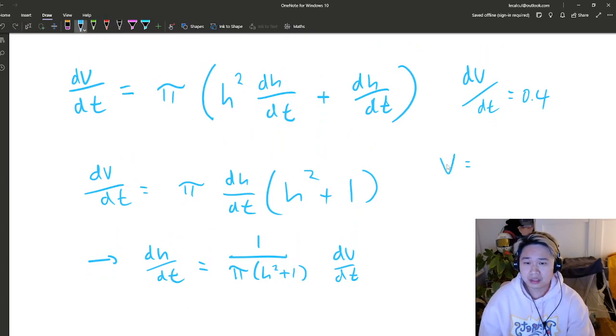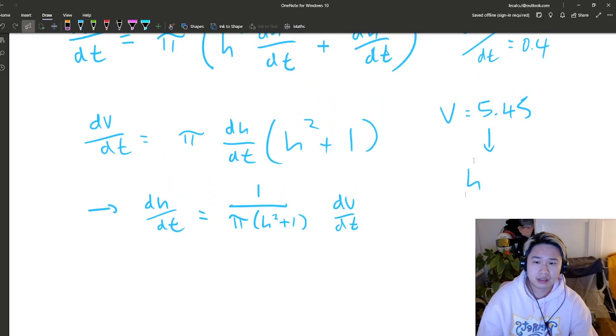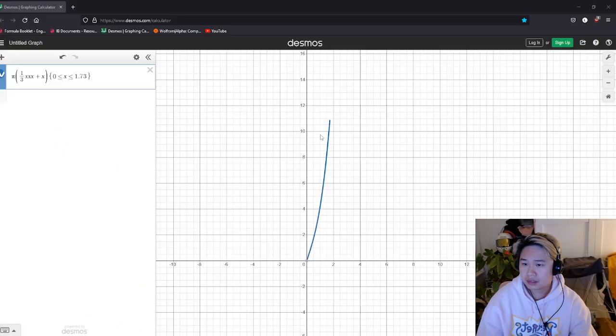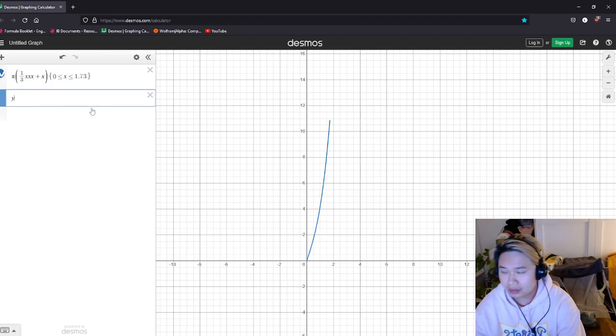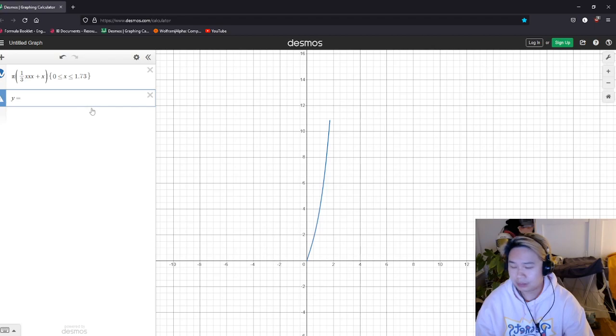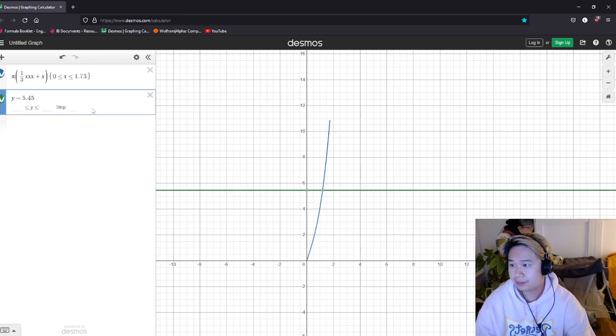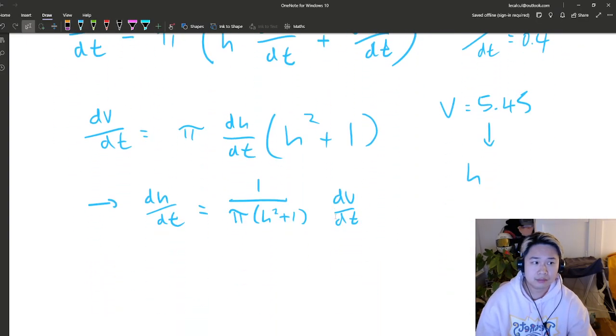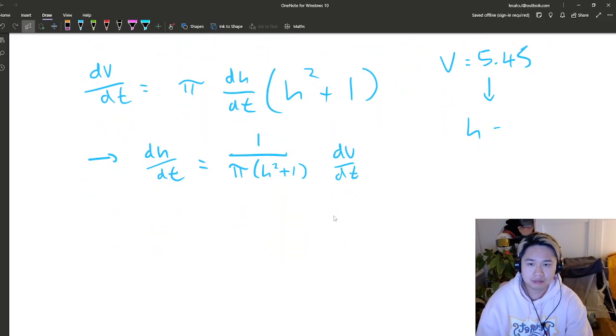Okay, so V is 5.45, and from this I can find my height because I do know this formula. Thank goodness I still have it here, but I want to find out when this is going to be 5.45, and that will happen at a height of 1.18 using GDC.